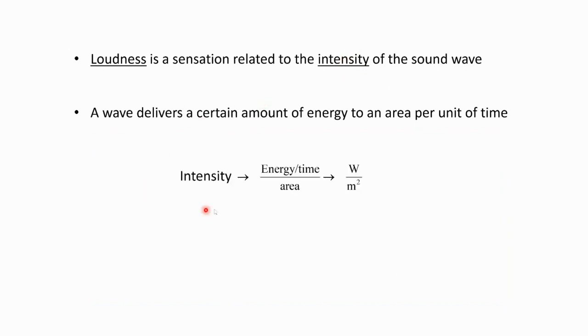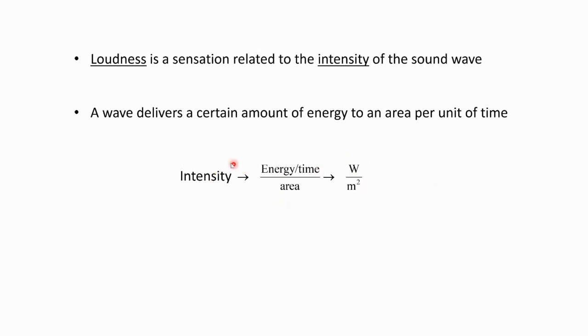Intensity is how much energy is delivered by the sound wave per unit time per unit area. Right, so if you've got a window and you turn on the music in the house, the speaker that's playing the music delivers a certain amount of energy per unit time to the window, but it also depends on the size of the window. So intensity is measured, as you can see, in watts per meter squared. Energy divided by time is watts, joules per second, and area is meters squared.